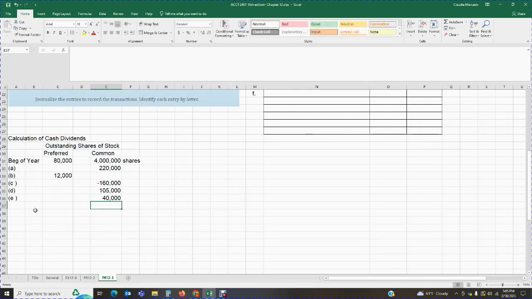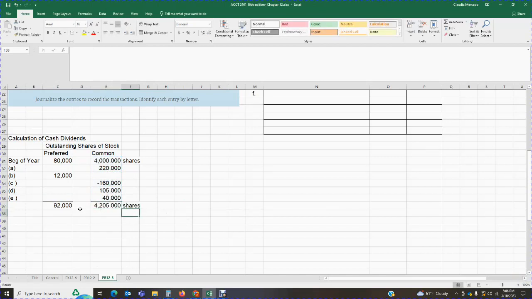So we're going to add the numbers to see what we get. We're going to add our total for preferred, 92,000 shares, and then we're going to add our common stock. That's going to give me 4,205,000 shares.